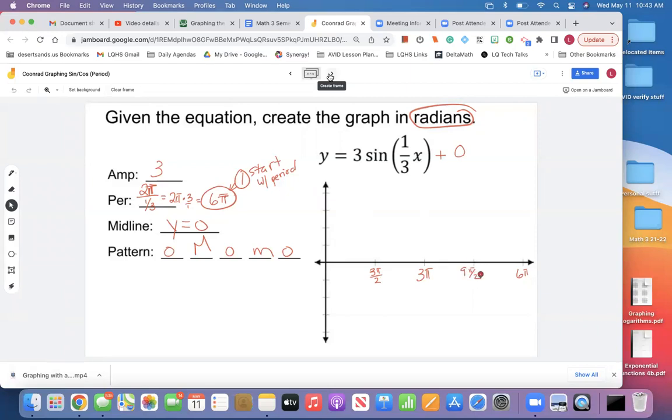If you don't get all of those labels, it's not the end of the world. As long as you know 6 pi and 3 pi, probably good enough. And the amplitude is 3. So this is your max area, your min area, your midline is at 0. It's a, what do we have, sine? So I'm going to go 0, max at 3 pi over 2, 0, min, 0, and it keeps going, but there you go.